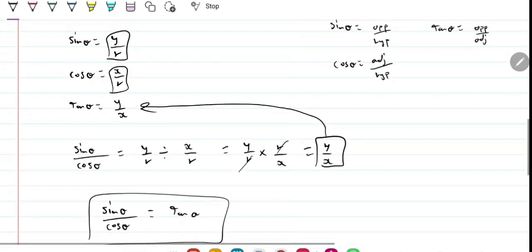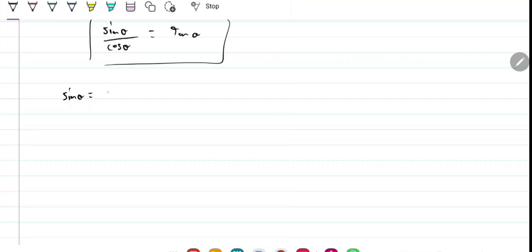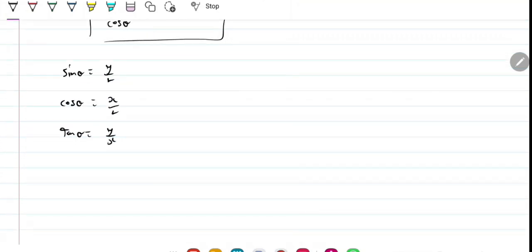Now, let me write these back. Good. Now, let's say I square these trig ratios. I square both sides of this equation. I'll have sine squared theta is equal to y over r all squared, which from the laws of indices we know is the same as y squared over r squared. Cos squared theta will be equal to x over r all squared, which is the same as x squared over r squared.